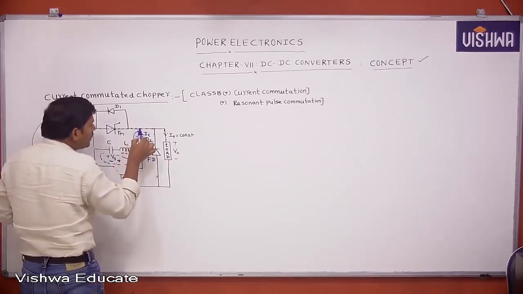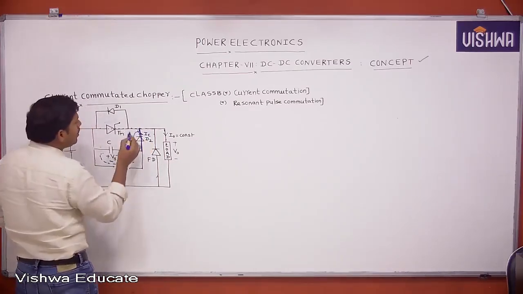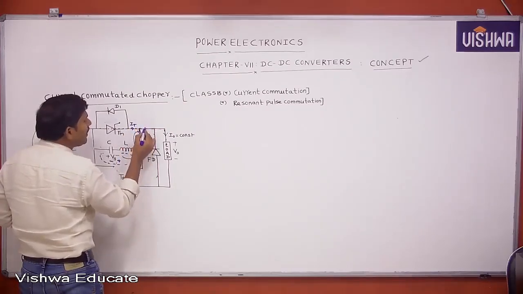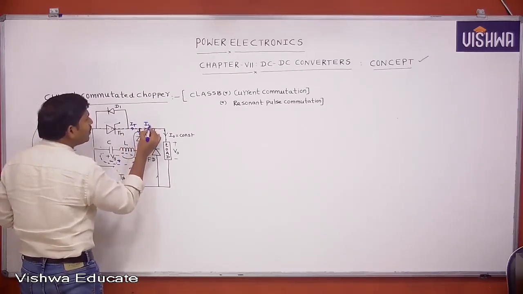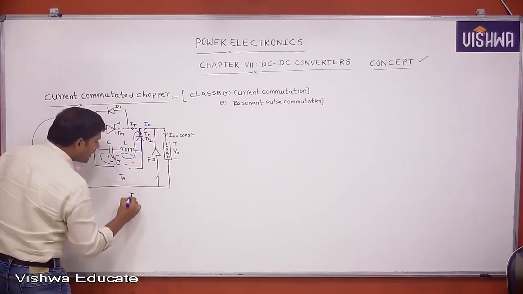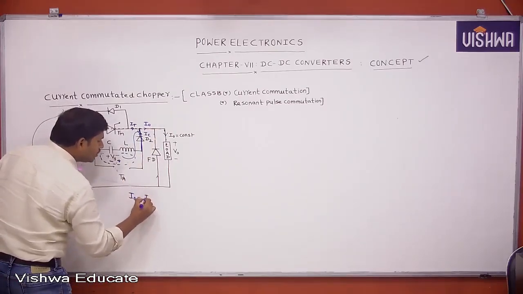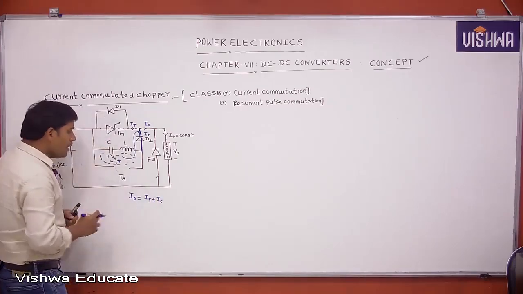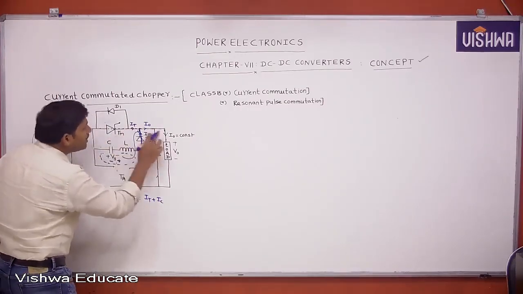Now at this node, there exist two currents. One is the thyristor current, another is the capacitor current, and this is the load current. Can you tell what the KCL is? I0 equal to IT plus IC.